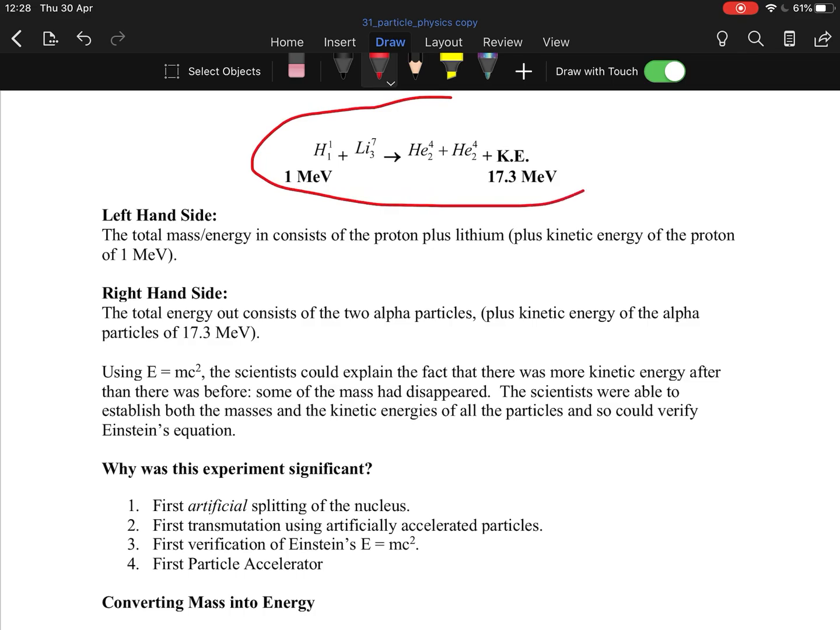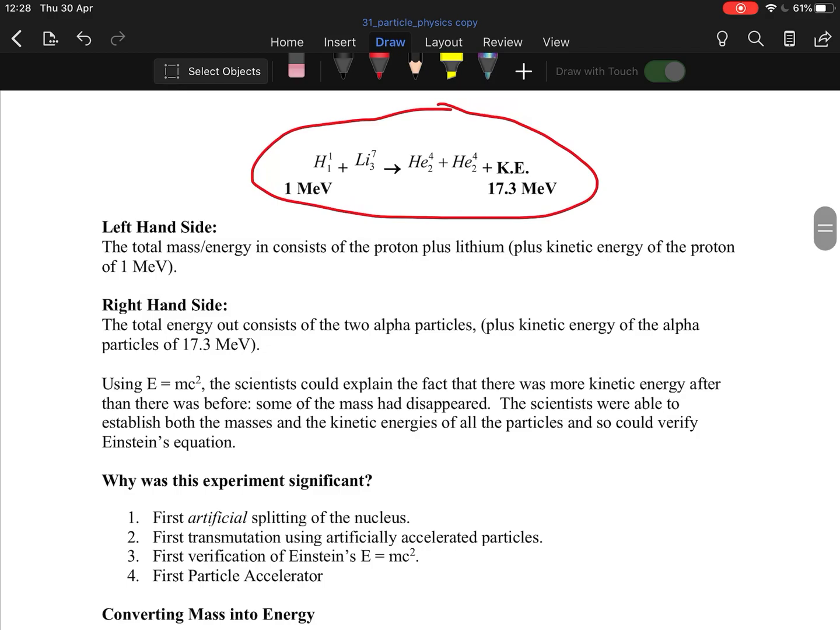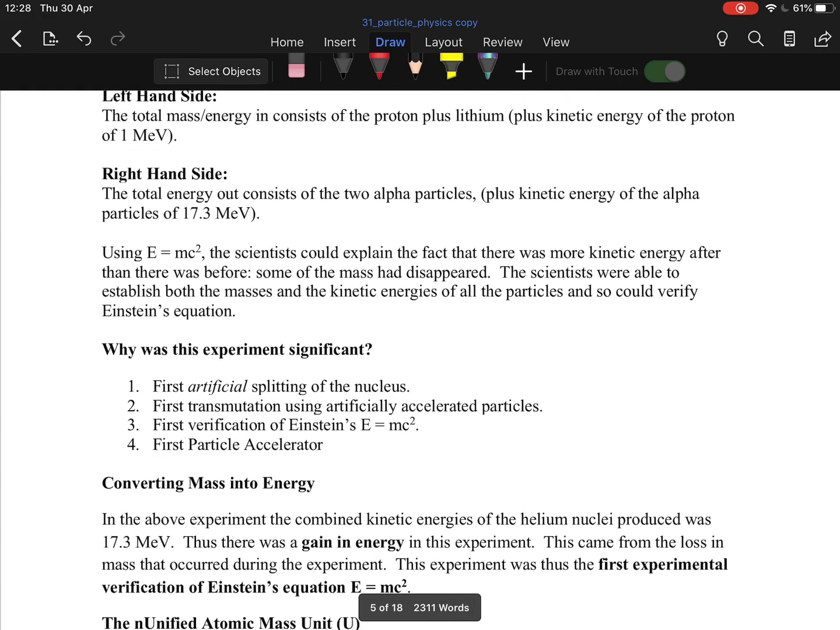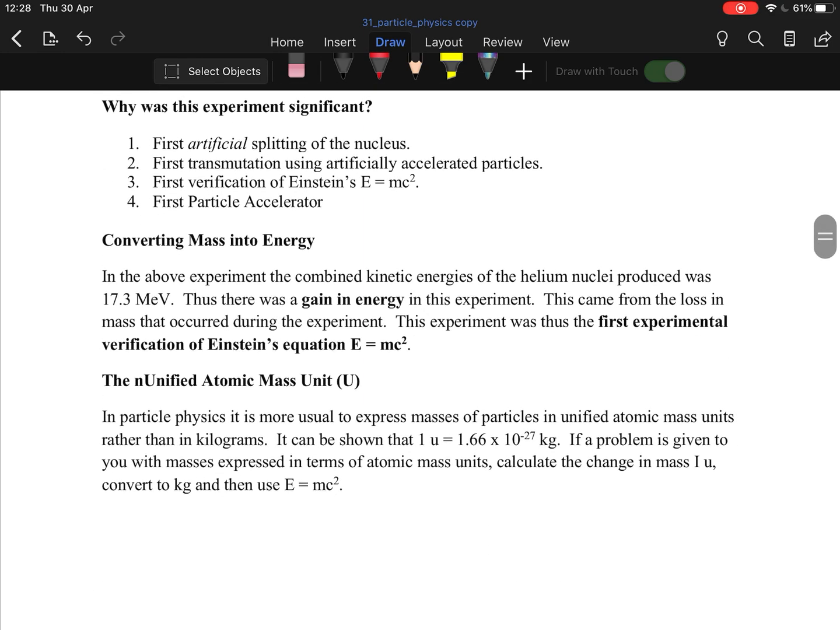This is the equation you need to know, but it's fairly straightforward. We have protons hitting a lithium screen. Go to your log tables: a proton is of course mass 1, charge 1, and lithium is 7, 3. We know it's going to split into two alpha particles, so just remember your alpha particles are 4, 2, and kinetic energy. That's all it is. You don't even need to learn it off. Just remember, a proton hits a lithium screen and releases two alpha particles. Now the big thing here: why was this significant?